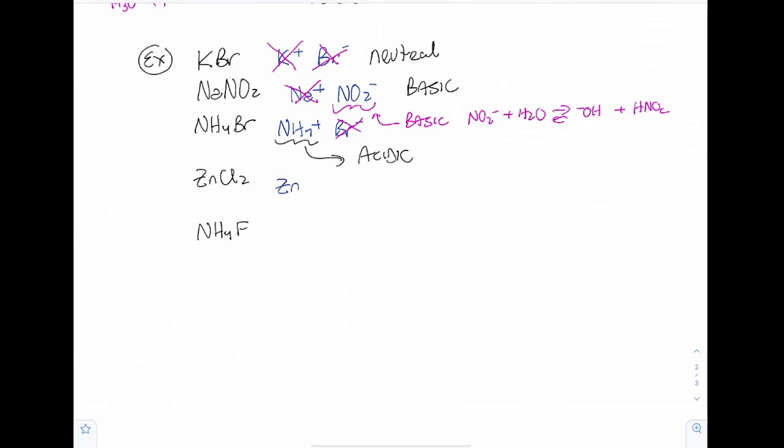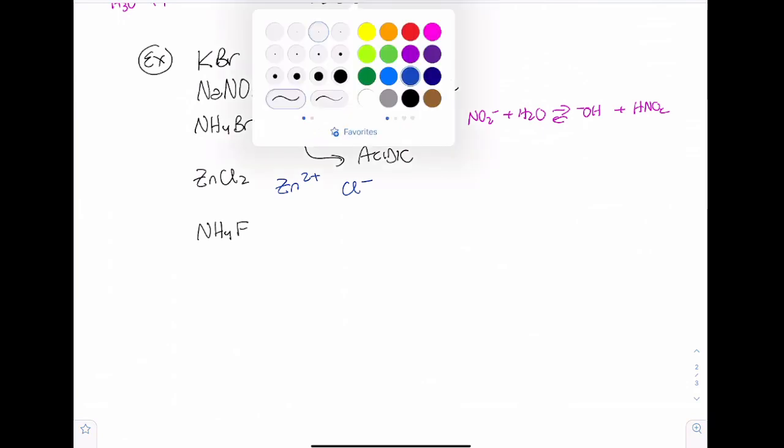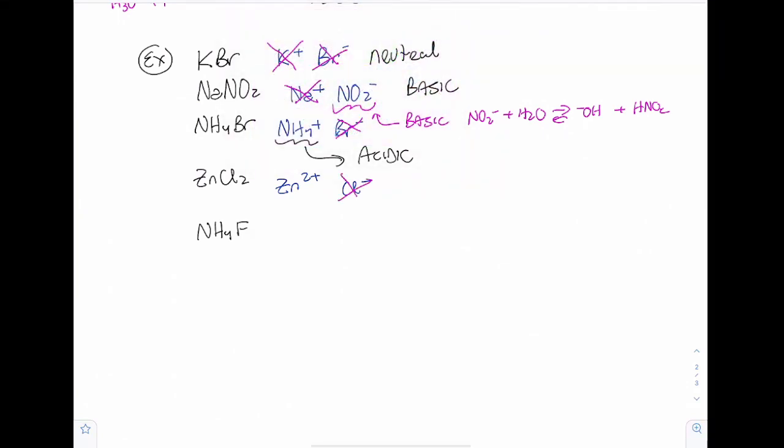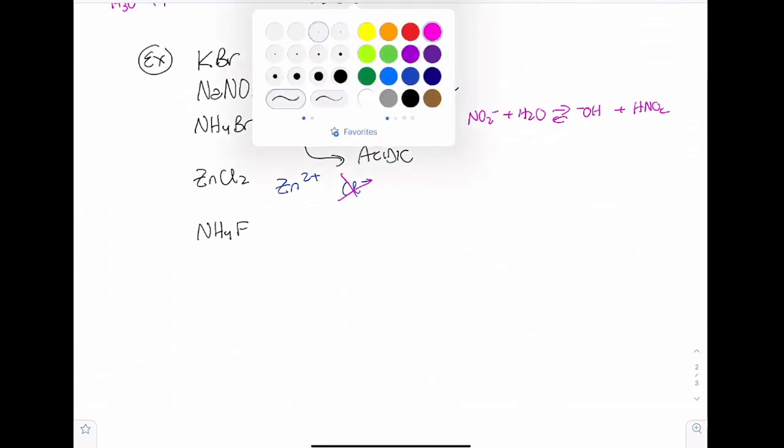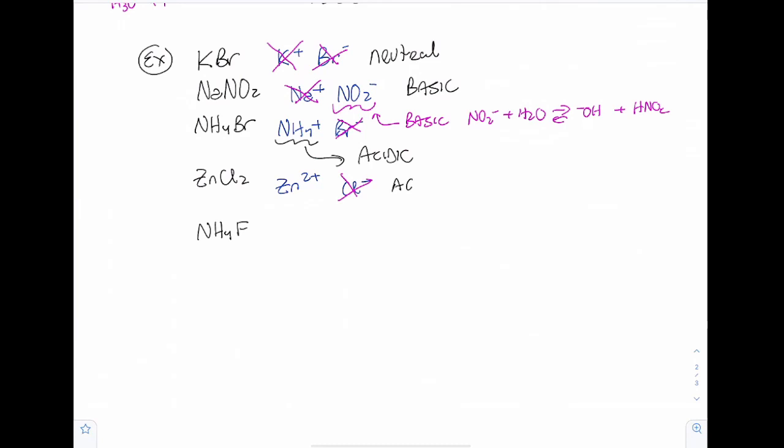So zinc, it's a fixed charge of 2+, and then chloride, I happen to have 2 of them, but 1 or 2, they still come from HCl, right? Hydrogen chloride, hydrochloric acid is a strong acid. We know that Cl- is not going to react with water, so I can ignore it. And then zinc was one of those small, highly charged cations. So this is going to be an acidic solution. We talked about that at the very end of the previous video. So this is going to be an acidic solution.